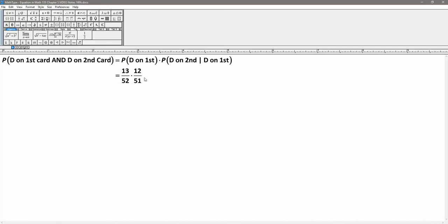So the probability is 13 times 12 over 52 times 51. In other words, it's 156 over 2652, which reduces down to 1 over 17, and as a decimal it's about 0.0588, if I did my math right. There we go.